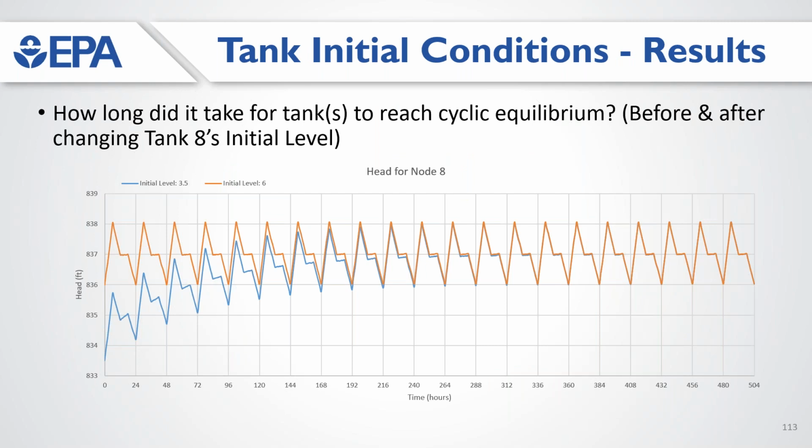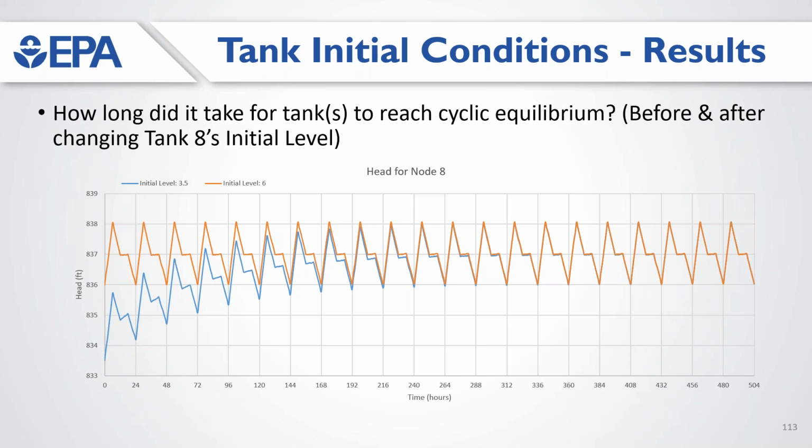Here are the graphs from both the simulations you just ran. It's done in Excel because you can't keep graphs in EPANET from previous simulations, because EPANET will just update the graph with the most recent simulation's results. This is what it would look like if you could overlay the extended time series graphs that we had you make for the head of node 8 before and after changing tank 8's initial level.